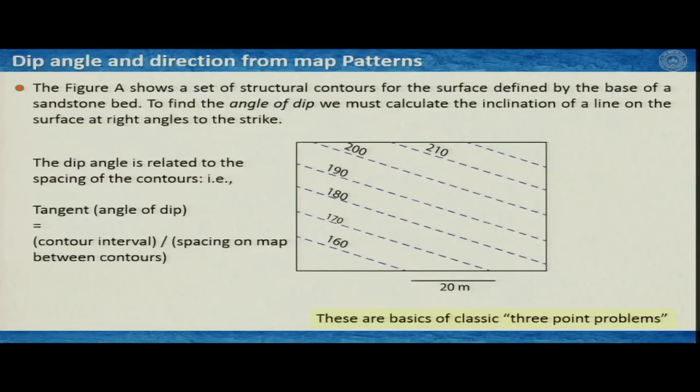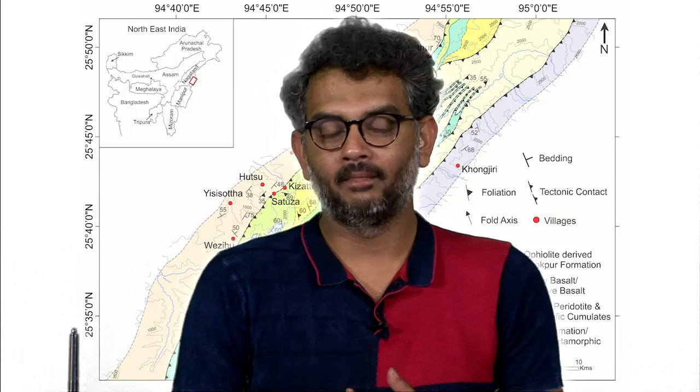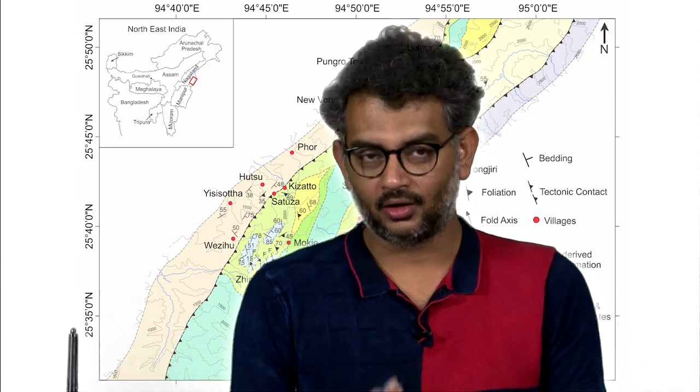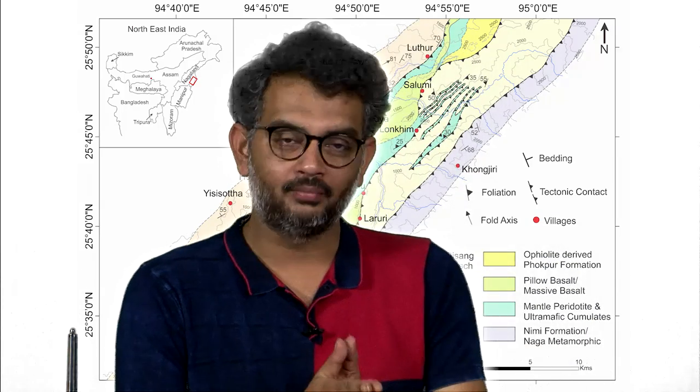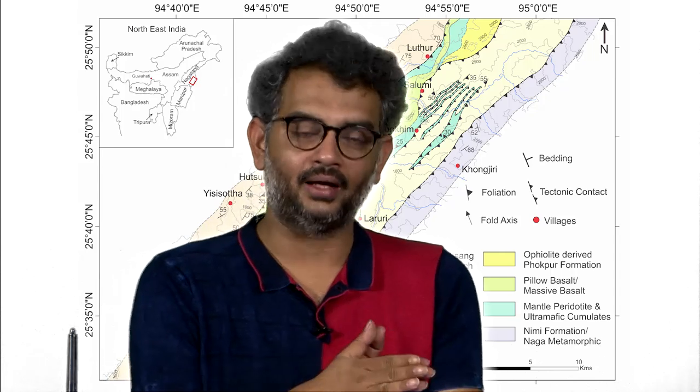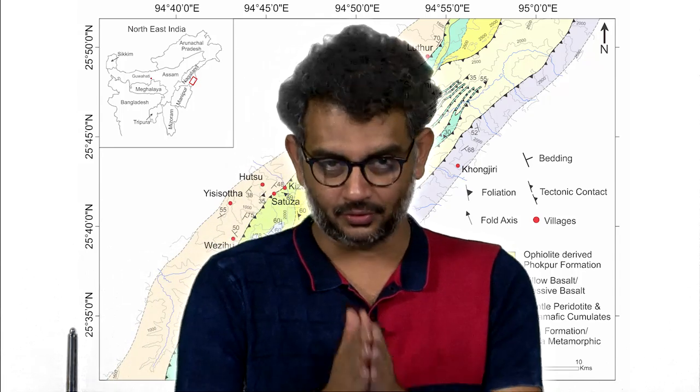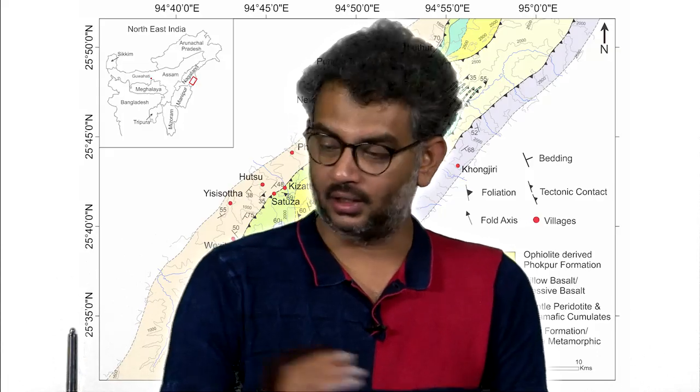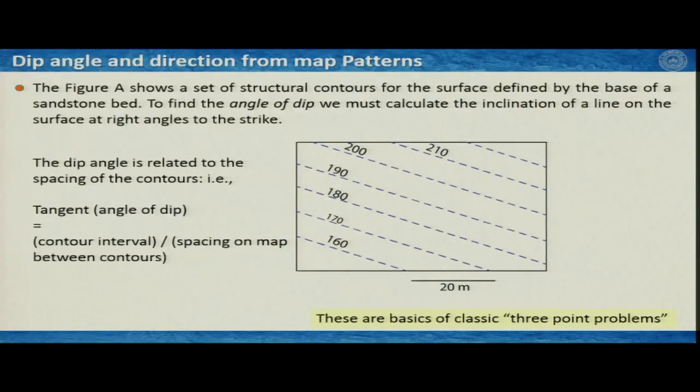Now, this is how we have constructed the strike, and now we will learn how to figure out the dip angle of the bedding plane or the litho contact from the structural contours. So, first thing you have to do, you have to draw the structural contours. In this case, figure A shows a set of structural contours for the surface defined by the base of a sandstone bed. This example I took from the book of Lisle. This is the north direction.